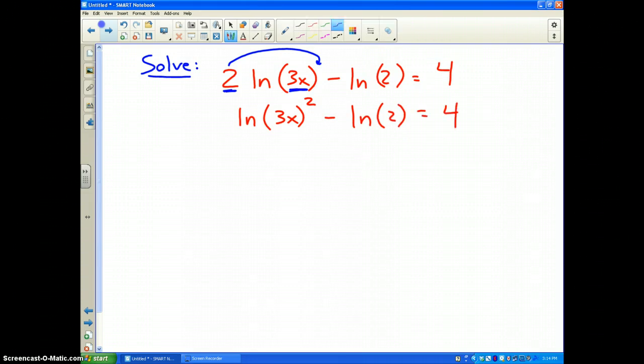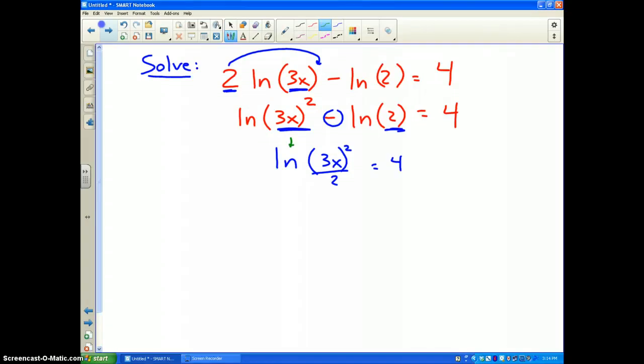Well, just like I did the previous problem, we got a minus sign. That means I got to put this stuff and this stuff together as 1 log. So I'll get the natural log of 3x squared divided by 2 is equal to 4. I now have it down to 1 log.